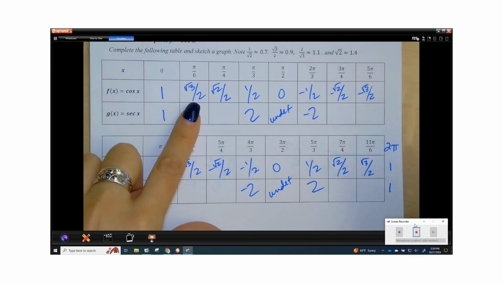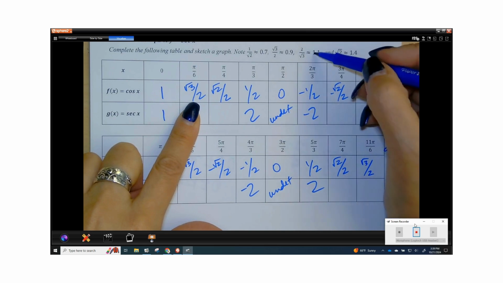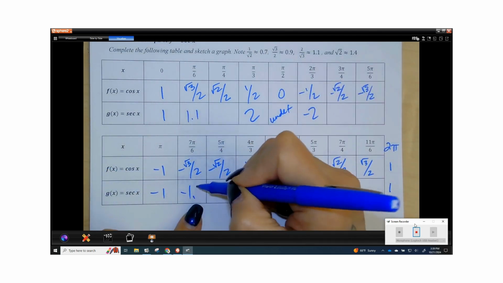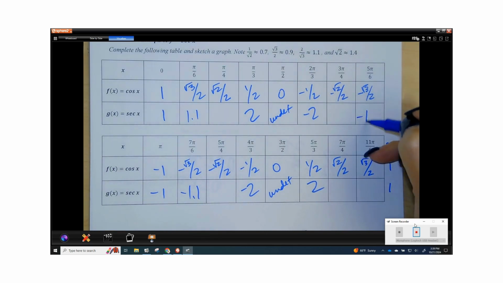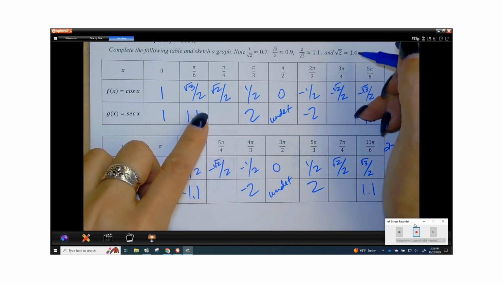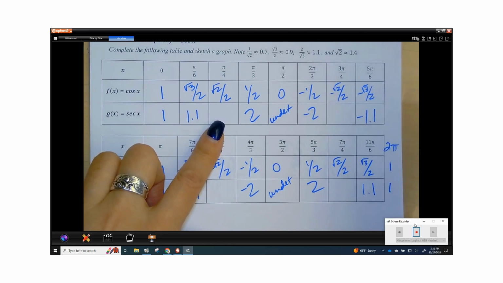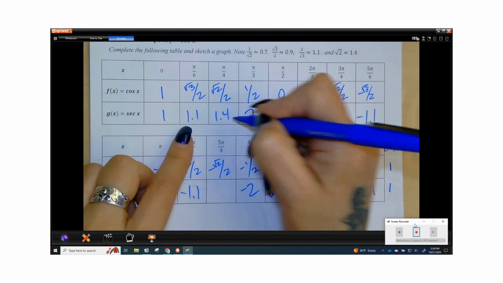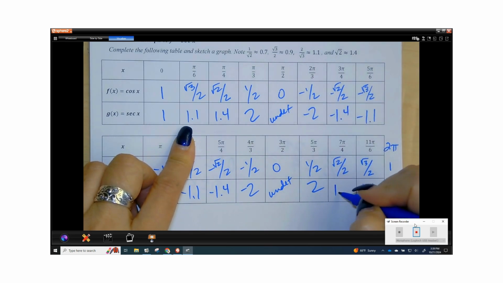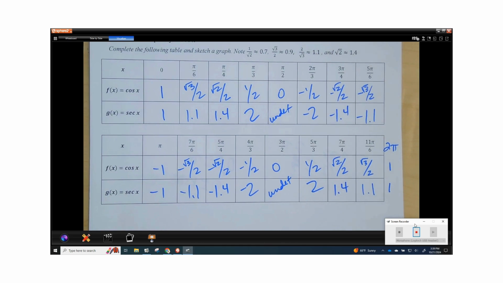So we flip this, we're going to get this, which is 1.1. So wherever I have that, this is negative 1.1, negative 1.1, 1.1. And then we flip this, we're going to get this that I did: 1.4, negative 1.4, negative 1.4, positive 1.4. Okay, let's graph it.